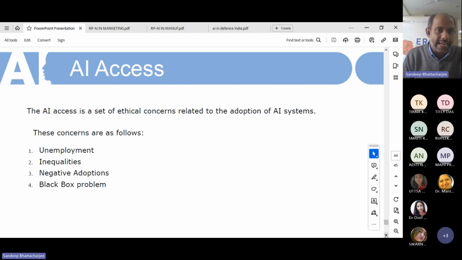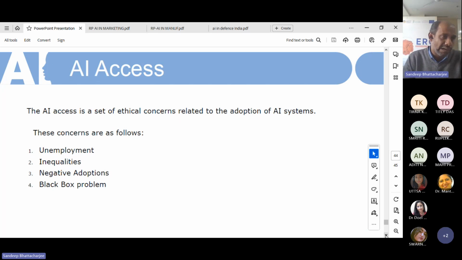So AI ethics is a set of ethical concerns related to the adoption of AI systems. So what are the concerns? At present, unemployment. If AI intrudes too much into our system, maybe it is doing good for itself and not for us humans. So the problems of unemployment might still remain.